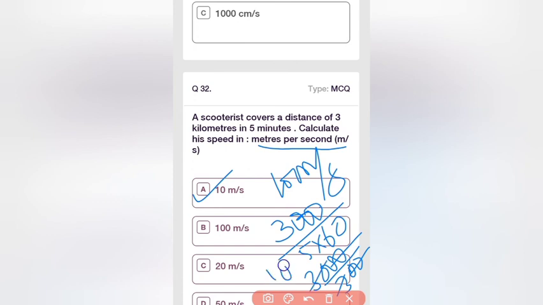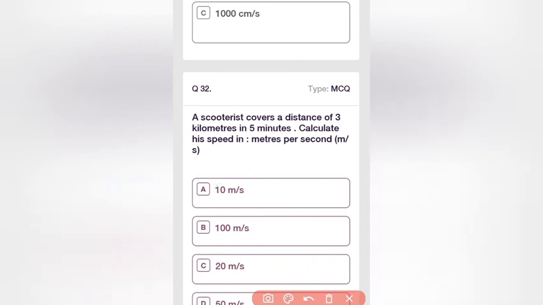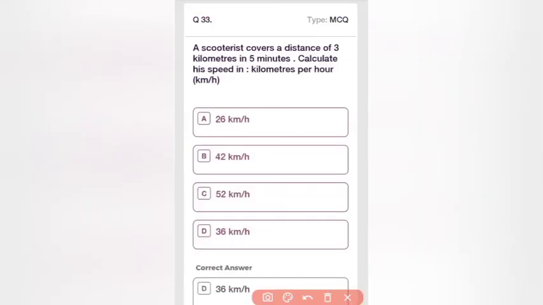So if you cancel, you get 10 meter per second. Option is the correct answer. Next question. A scooterist covers a distance of 3 km in 5 minutes. Calculate his speed in kilometer per hour.